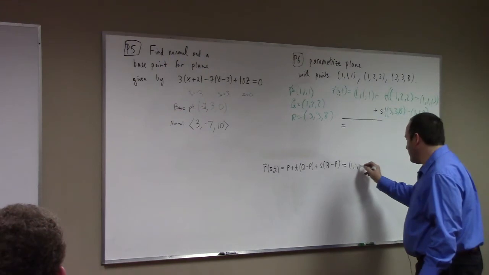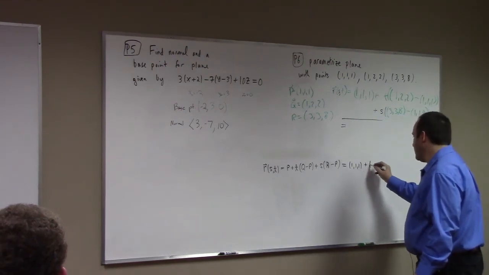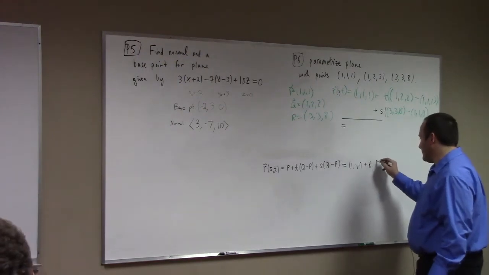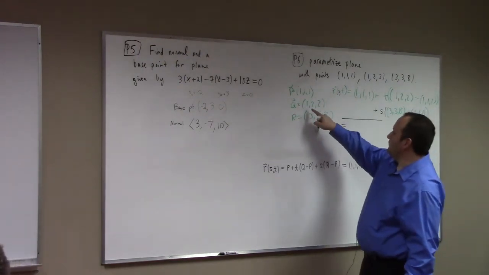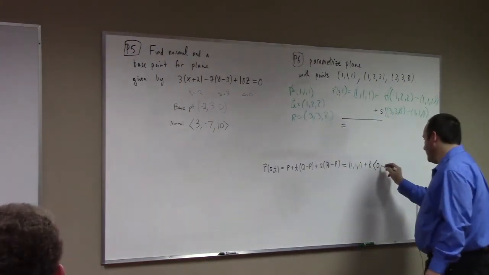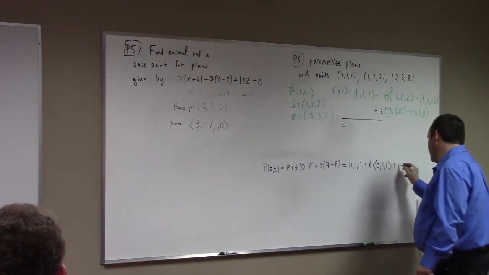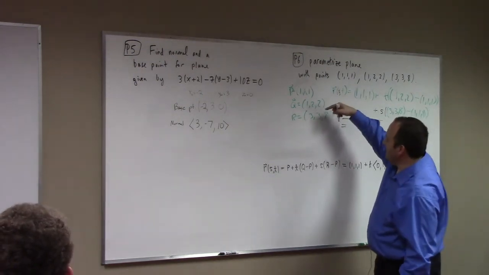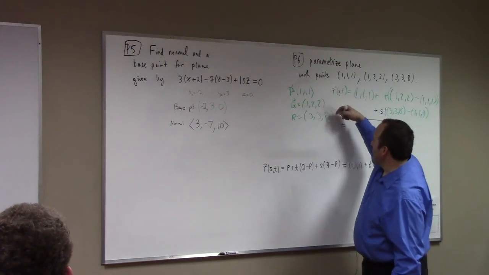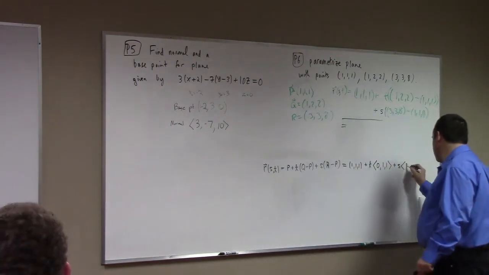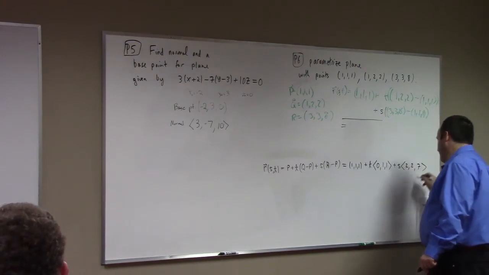1, 1, 1, and then we do plus t times the... well, what's q minus p? I'll just go straight to it. It's 0, 1, 1, right? I'm living dangerously, no partial credit for me. R minus p is 2, 2, and that's 8. 8 minus 1 is 7, so 2, 2, 7, right?